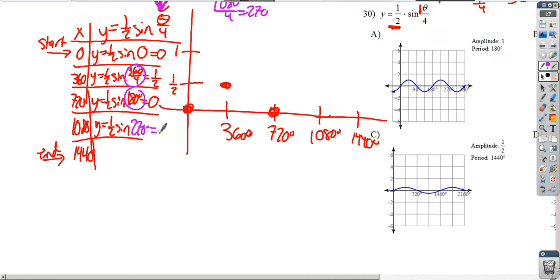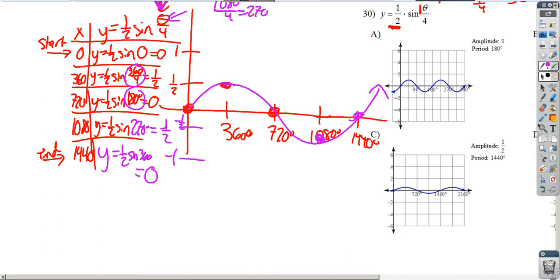Okay, the sine of 270 is -1 times 1/2 is -1/2. So let's say this is -1/2 right here, this is -1. So that occurred at 1080, so we'll put that right here. And then finally, this should actually be the same as the starting point. So if you plug in 1440, that's sine of 360, which is 0, times 1/2 is 0. And we are back where we started, and we get this picture right here.